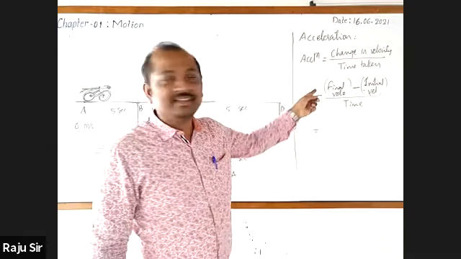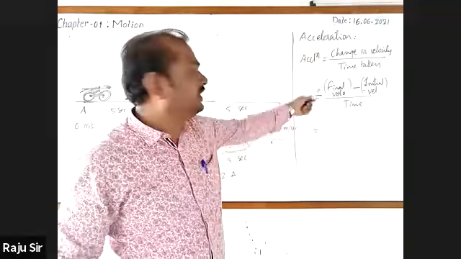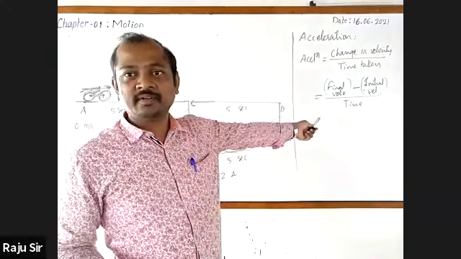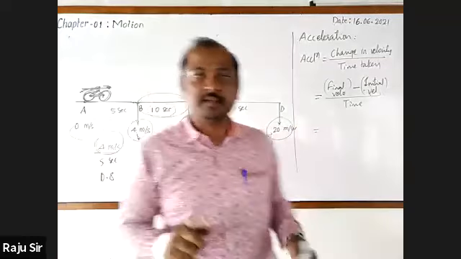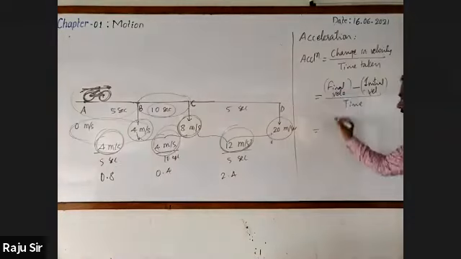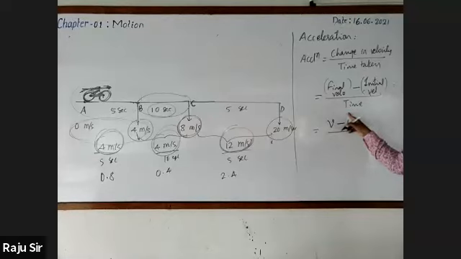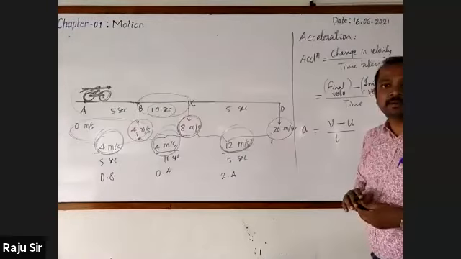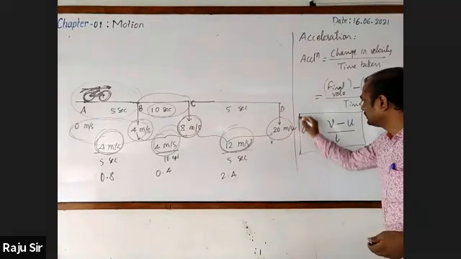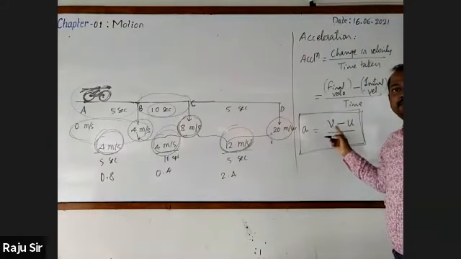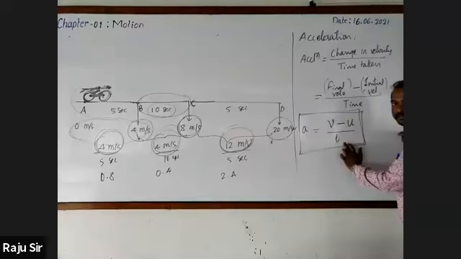Okay. How do you represent final velocity? V, sir. Very good. Initial velocity? U, sir. And time? T. Okay, I'm writing. Final velocity is denoted by V. Initial velocity is denoted by U. Time is denoted by T. And acceleration is denoted by the symbol A. This is the formula that we use to find out acceleration. Acceleration is V minus U by T.